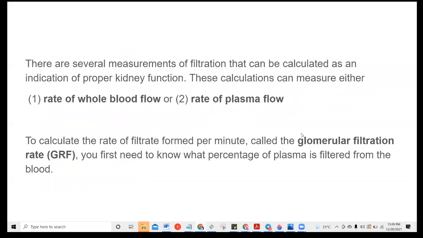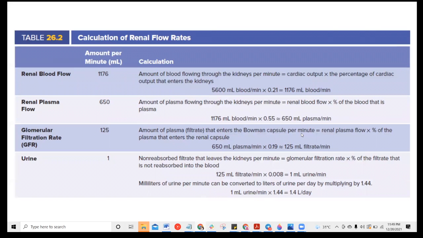There are several measurements of filtration that can be calculated as an indication of proper kidney function. These calculations can measure either rate of whole blood flow or rate of plasma flow. To calculate the rate of filtrate formed per minute, that is what we call the glomerular filtration rate, or GFR, you first need to know what percentage of plasma is filtered from the blood so you can get the correct calculation. So this is the calculation of renal flow rates.